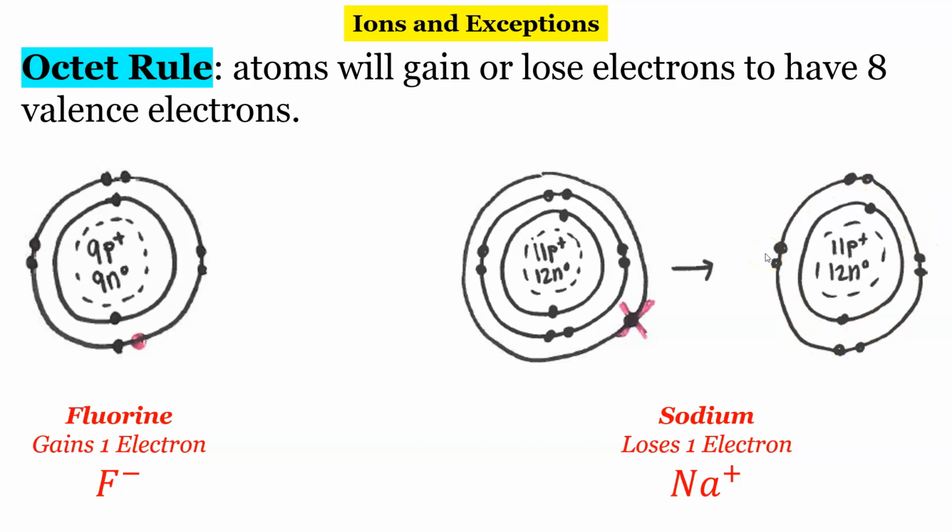Now, a neutral sodium atom has 11 protons and 11 electrons. If it loses an electron, it now has 1 more proton than electron. So it's going to end up with a charge of +1.